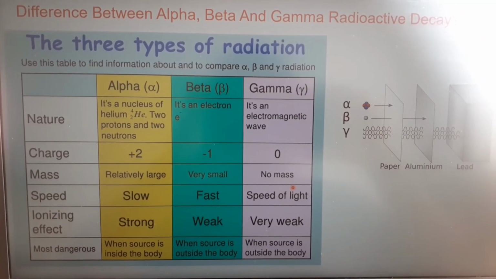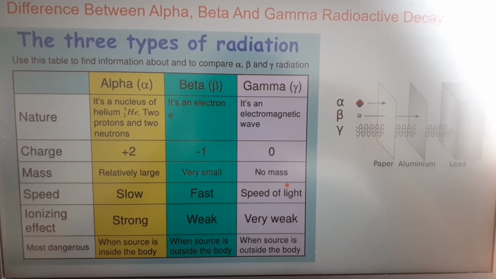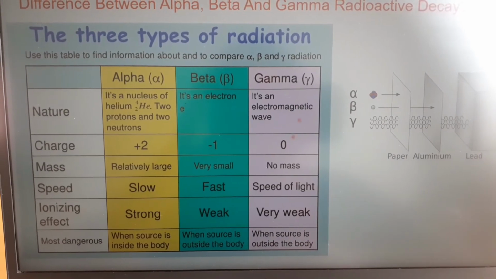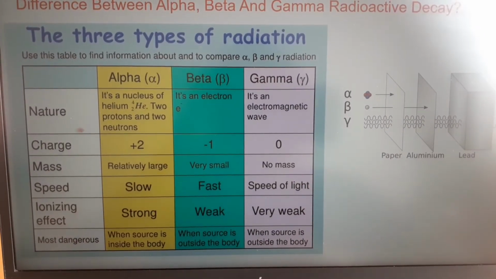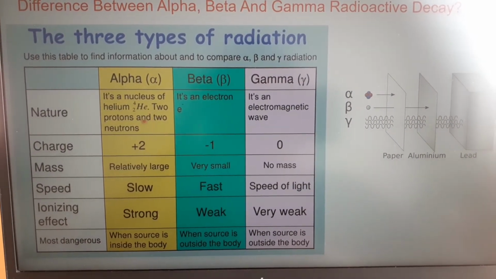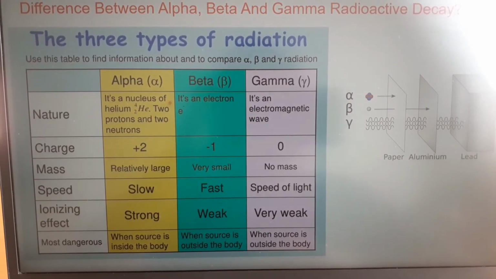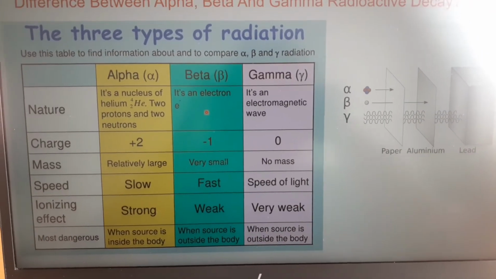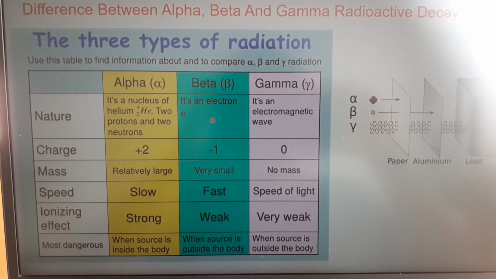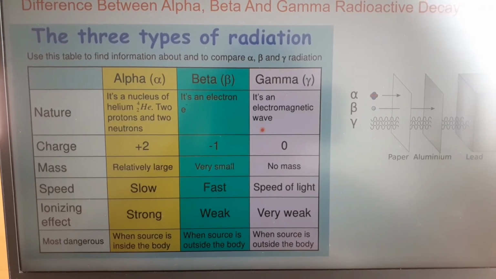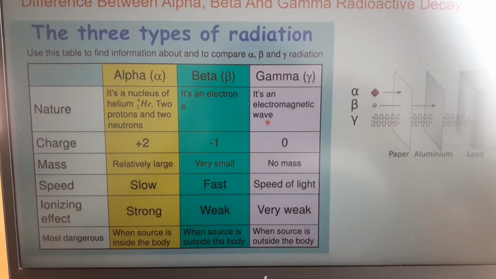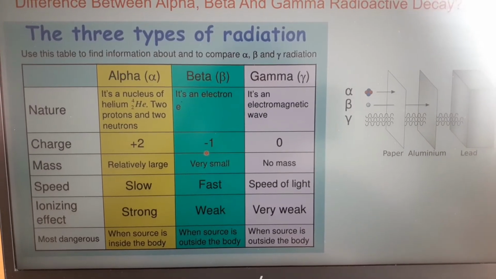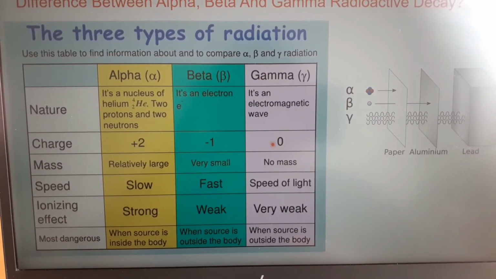Now, the difference between alpha, beta, and gamma radioactive decay. Here I have summarized a nice table. Here you can see the nature. The alpha particle is considered a helium particle. The beta is considered an electron, and it has a negligible mass. And gamma radiation is considered an electromagnetic wave. The charge, you can see here: alpha radiation is +2, beta is -1, and gamma radiation is 0.